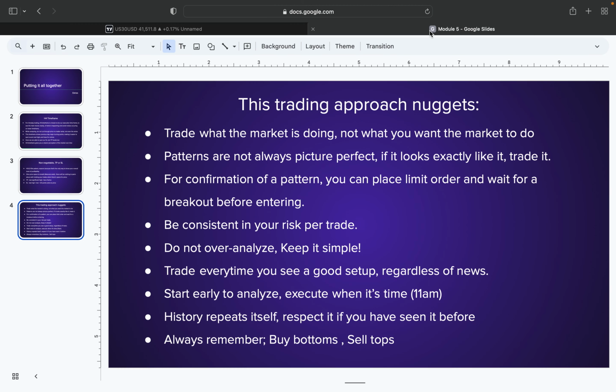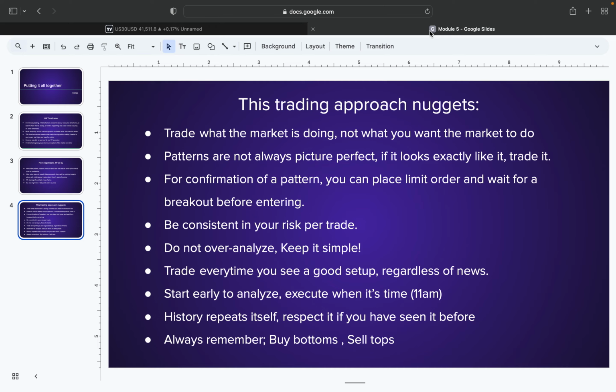But always remember, start early to analyze, leave the charts, come again, and build your confidence in the trade. This would enable you to hold it, and nobody's idea should influence what you see in the market.